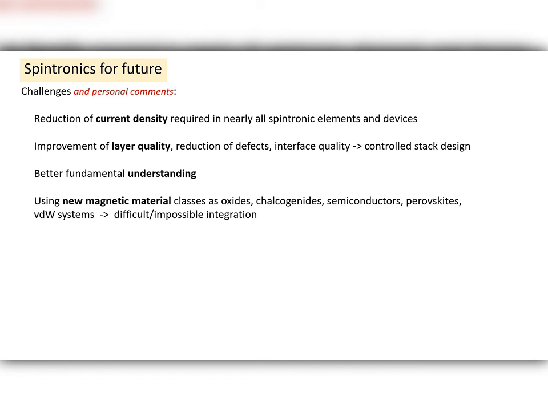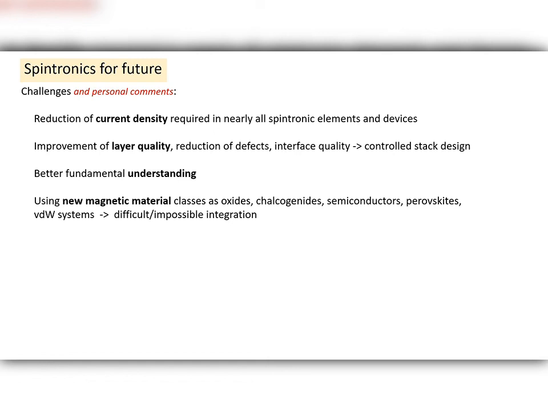Maybe you know it already. The reduction of the current density is extremely important in nearly all spintronic elements and devices. And how can we do this? We have to improve and to control the layer quality. In any case, we have to reduce the defects, and we have to control the stack design, and this is difficult with magnetron sputtering. This is also correlated because we don't know the real structure. We don't have a fundamental understanding of the underlying very beautiful physics and these fascinating phenomena.